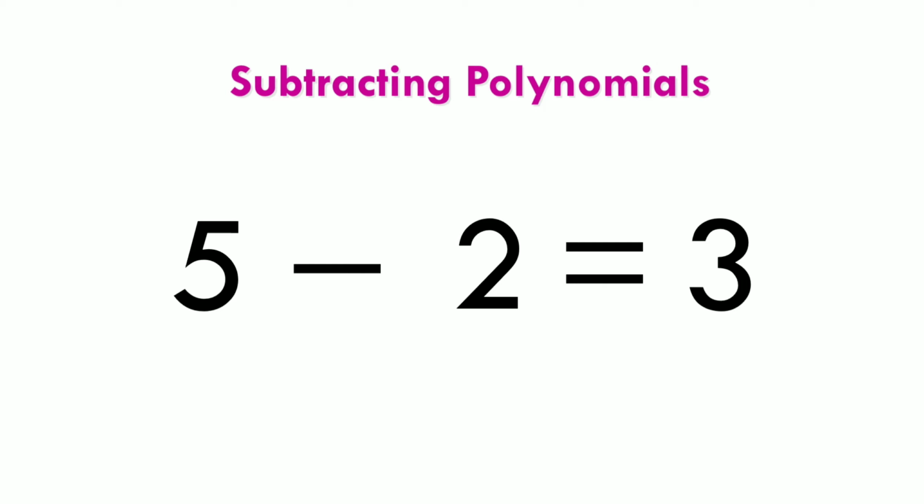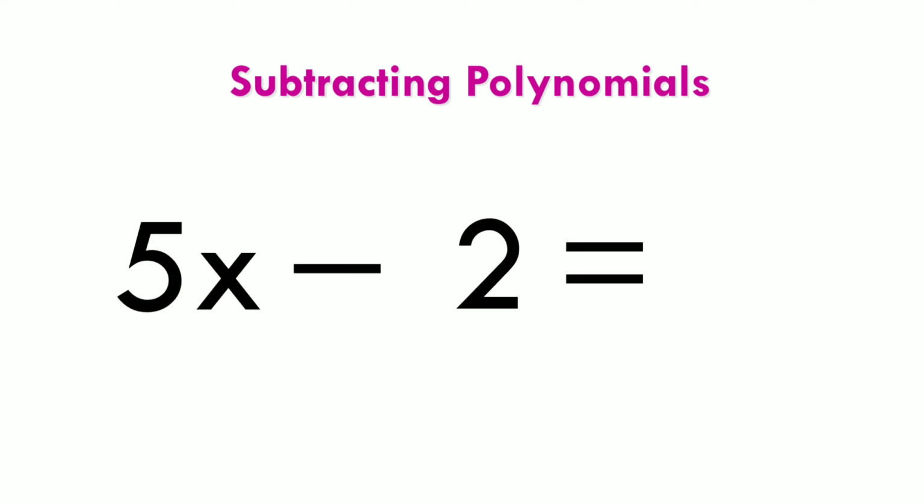But what if I change 5 to 5x? Can I still subtract the two terms? The answer is no, because 5x and 2 are not like terms. So the difference of 5x and 2 would still be 5x minus 2. Now what if I change 2 to 2x? Are they like terms now? Yes, they are. And since they are like terms, then we can subtract the two terms.